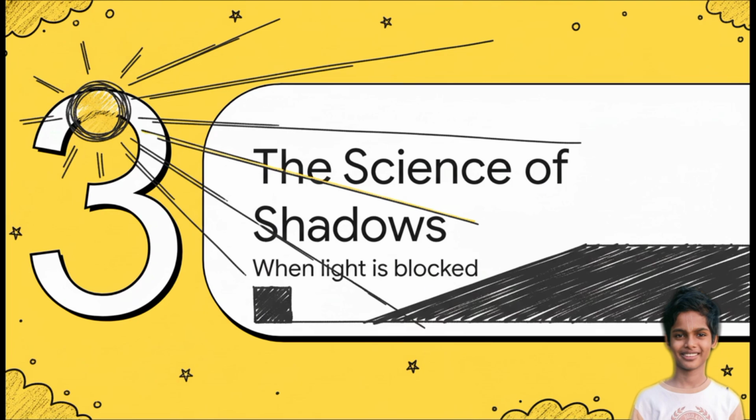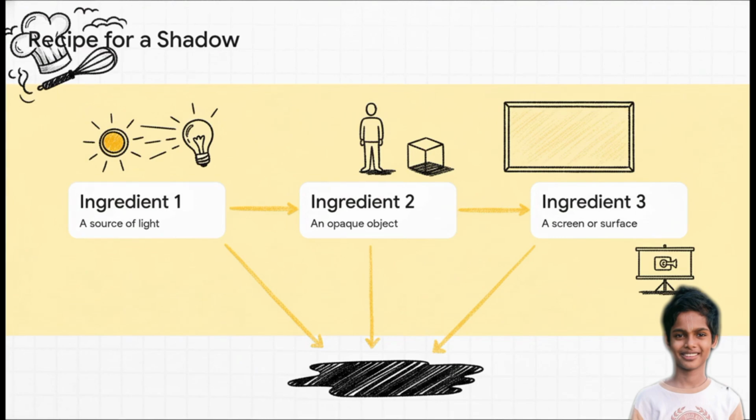See how that last one, opaque objects, perfectly sets us up for our next section. When an object blocks light, well, what happens? You got it. It makes a shadow. Let's dig into the science of that. So, how do you make a shadow? It's like a recipe, Venkat, and you need exactly 3 ingredients. 1, you need a source of light, like a flashlight. 2, you need an opaque object to get in the way of that light. And 3, you need a screen or a surface, like a wall, for the shadow to fall on. You need all 3 of those things. If you're missing even one, no shadow.